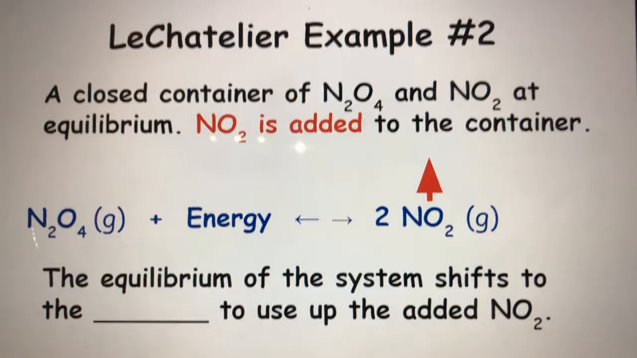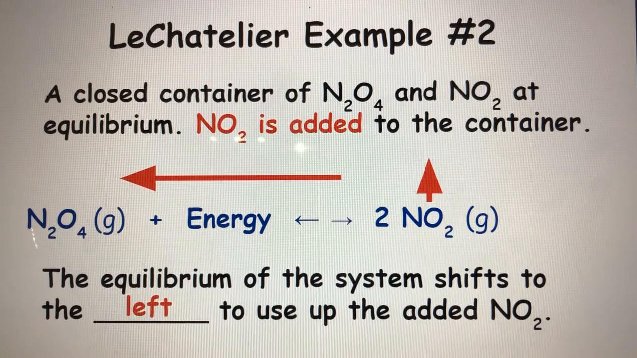Equilibrium of the system shifts to the left to use up the added NO2. So once again, you may want to write this down. What does that mean when we say it shifts left? Shift left is a reverse reaction.